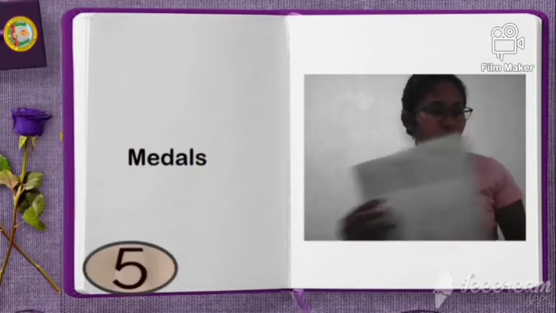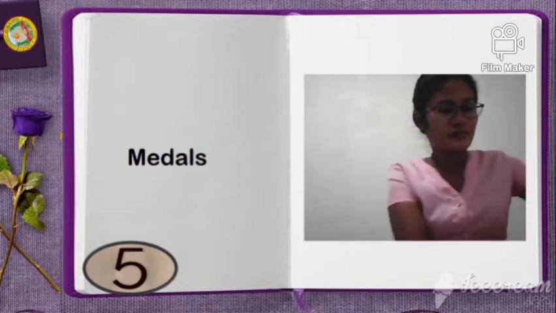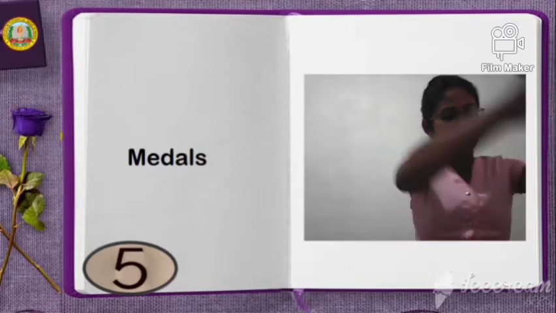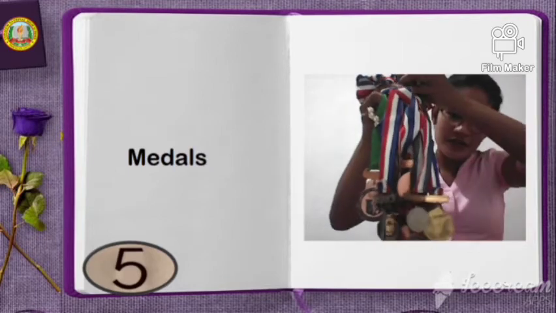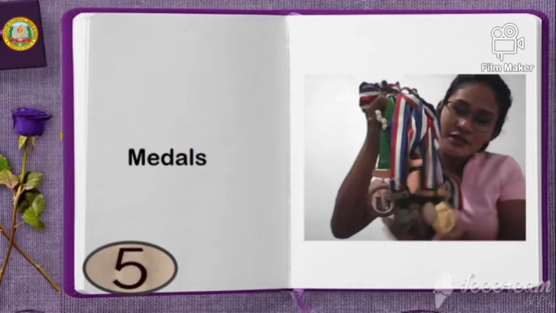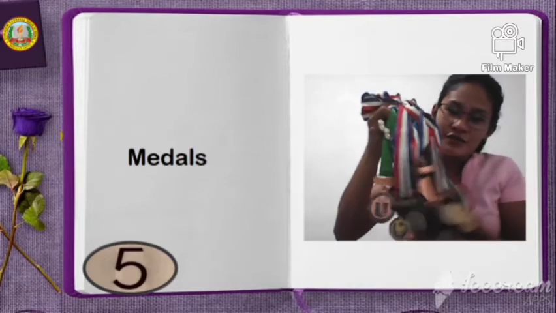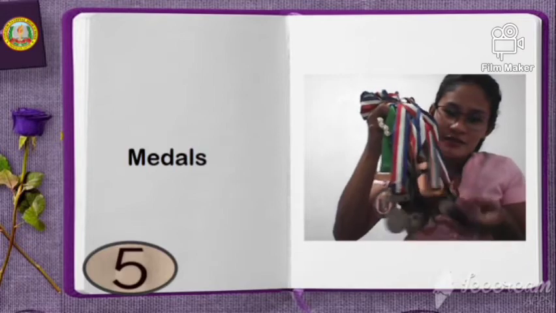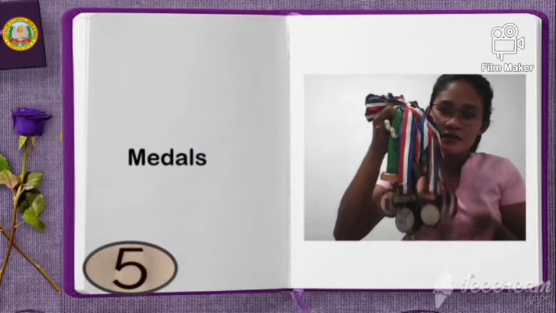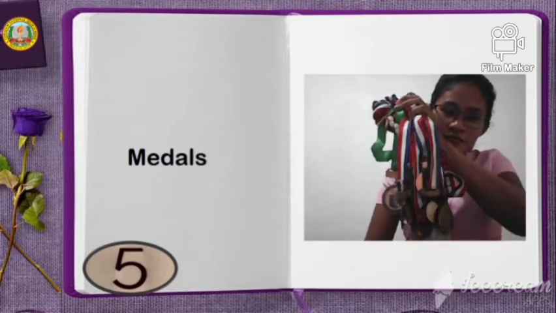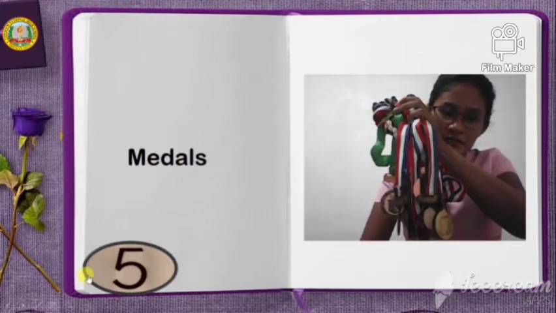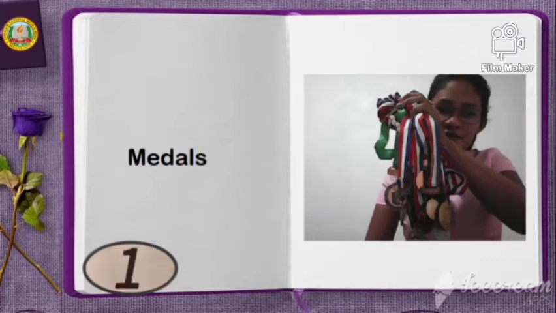Next, we have medals. These are the medals we received with my sisters way back in elementary, high school, and college years, since we are all honor students. So identify this one for number 2. Okay, you only have 5 seconds left.